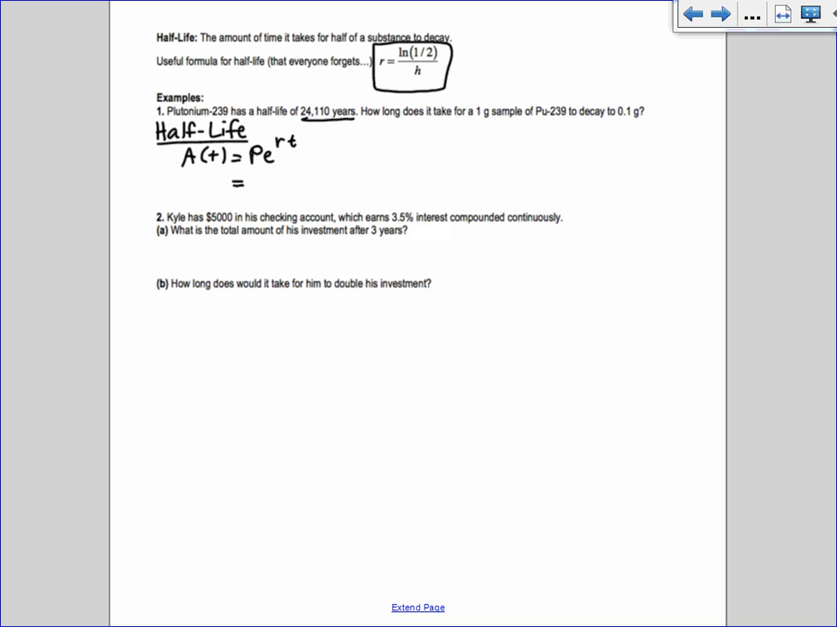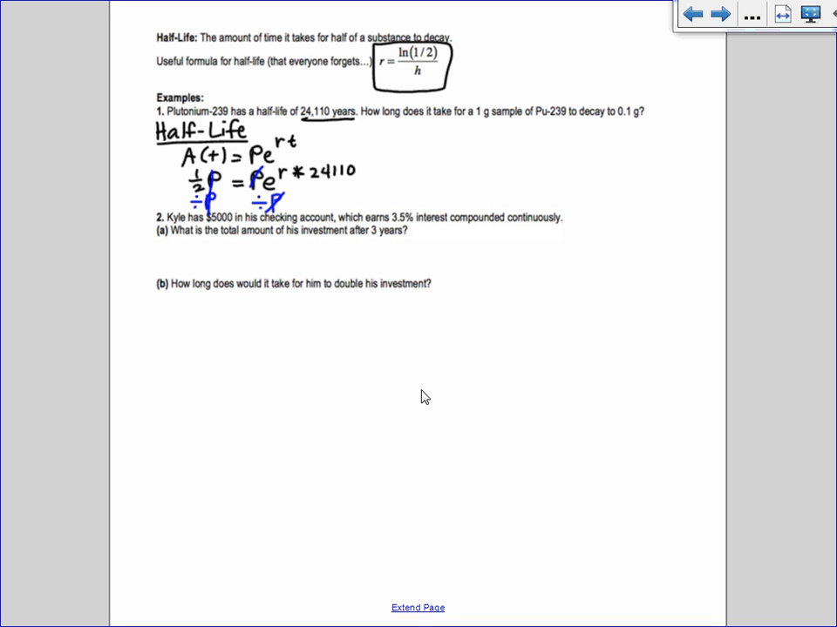All right, so if I start out with P, I have 1/2 P after 24,110 years. So half P equals P times e to the r times 24,110. Okay, that's how I set it up. That's what a half-life means. Whatever I start with, I have half of it. Now, do you see when I divide by P on both sides? It doesn't matter what I started with because the P goes away.